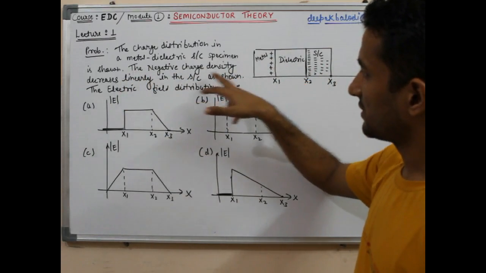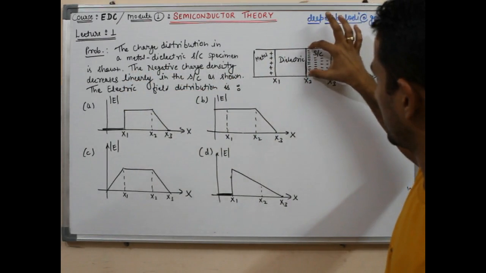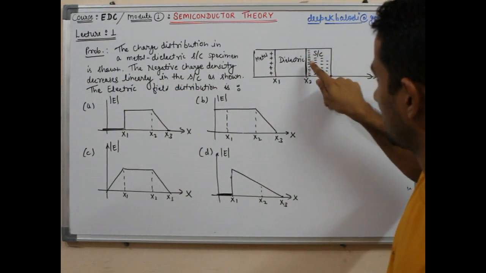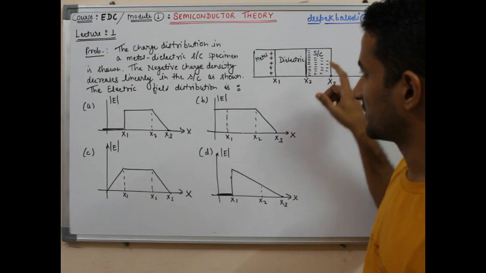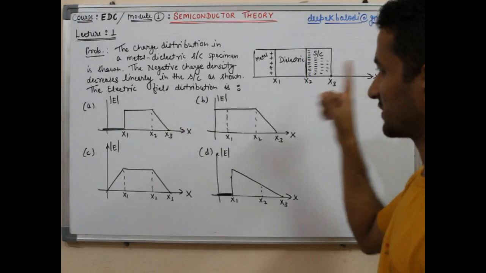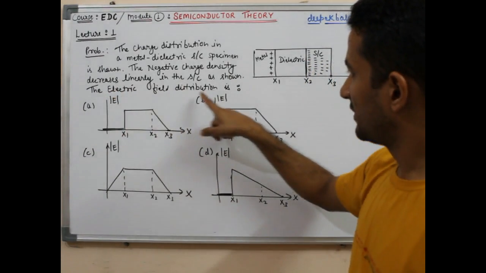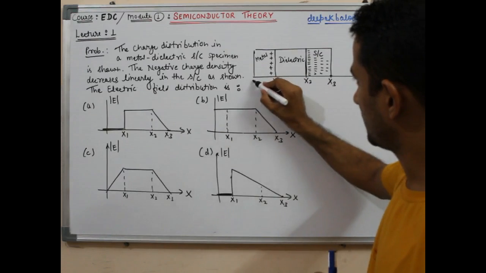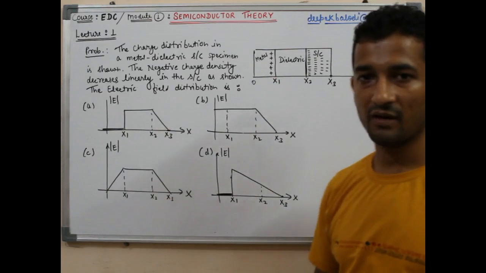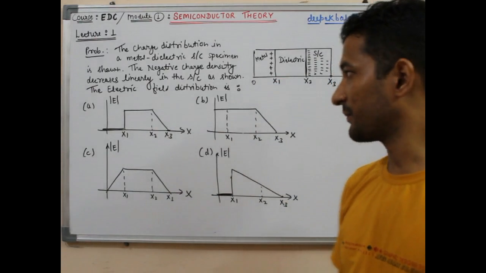The negative charge density decreases linearly in the semiconductor. So here there are lots of negative charges and the density decreases. There are fewer charges, or the density is reducing from x2 to x3. What would be the electric field distribution within this? We can start it with 0 here. Out of 4 options, we have to select the best option.